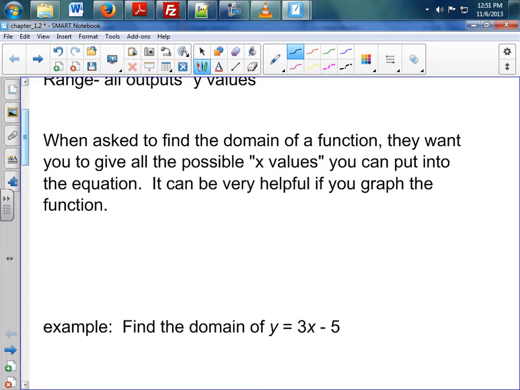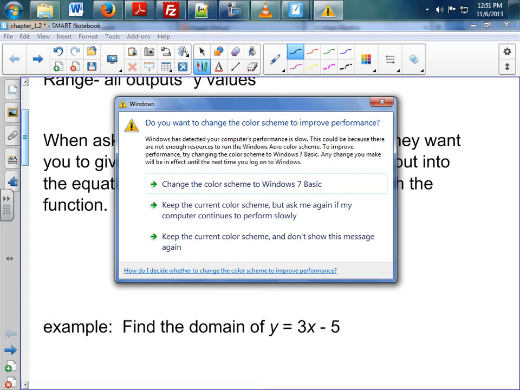So if everyone graphed this right now, go ahead and graph y equals 3x minus 5. Now I'm using the word function. I don't have it in function notation, but this is a function. Now, if you do not get a straight line, you're doing something wrong. An oblique line you should have.